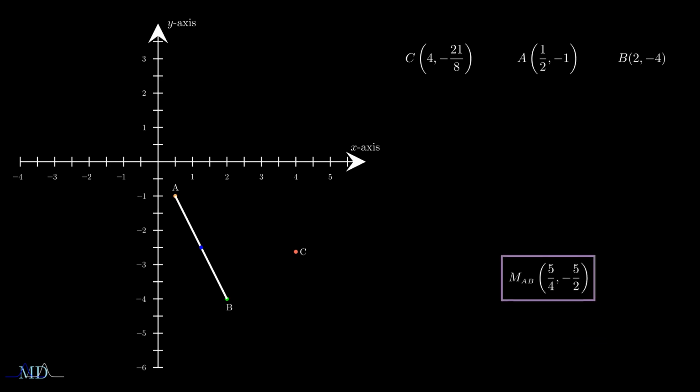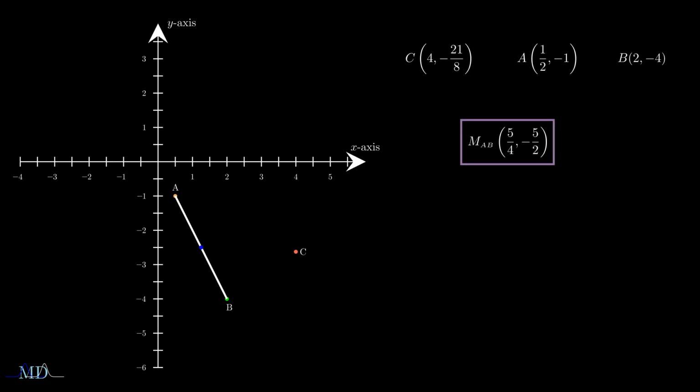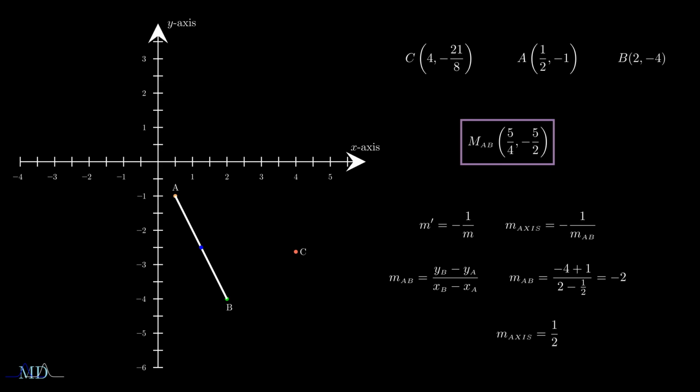Then we know that the slopes of two perpendicular lines satisfy the equation m' equals -1/m. So we can calculate the slope of the straight line on which the points A and B lie, and then we can easily get the value of the slope of the axis of the segment. The value of m is given by the ratio of yB minus yA and xB minus xA. It is worth -2. Therefore the slope of the axis is worth 1/2.